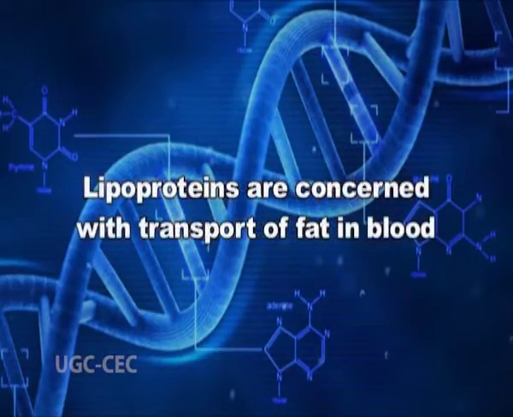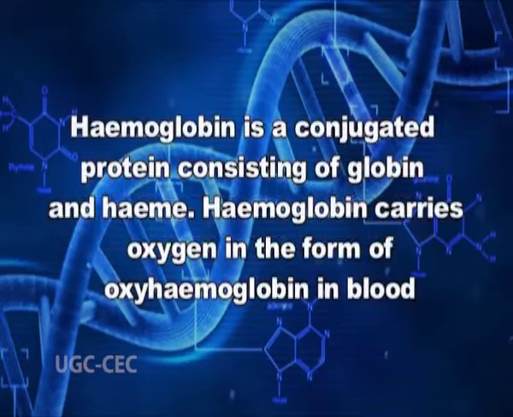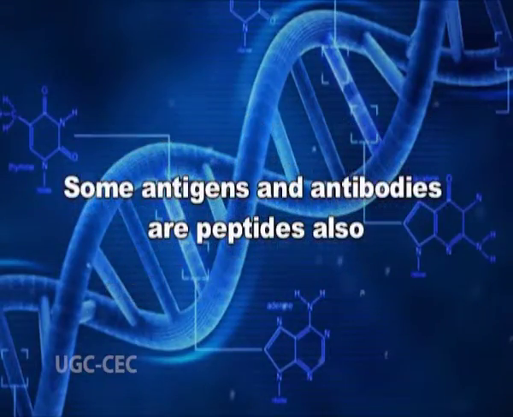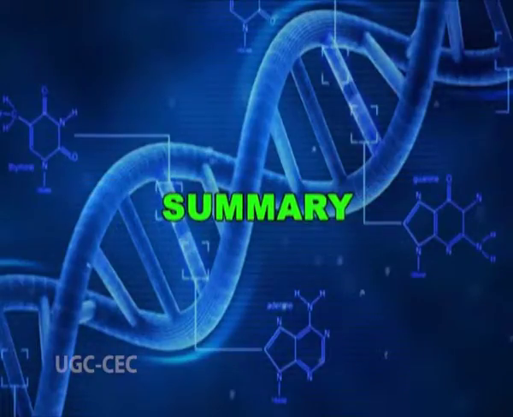Lipoproteins are concerned with the transport of fat in the blood. Hemoglobin is a conjugated protein consisting of globin and heme. Hemoglobin carries oxygen in the form of oxyhemoglobin in blood. Some antigens and antibodies are peptides also. In summary, a biomolecule is any molecule that is produced by a living organism, including large macromolecules such as proteins, polysaccharides, lipids and nucleic acids, as well as small molecules like metabolites.